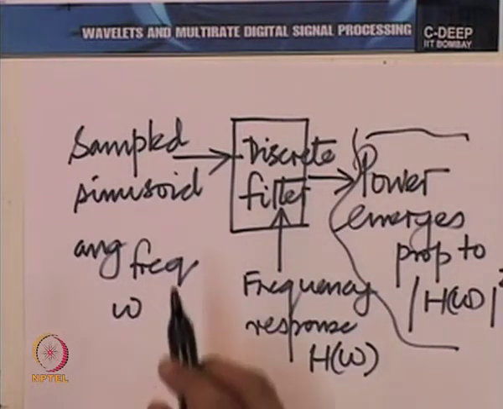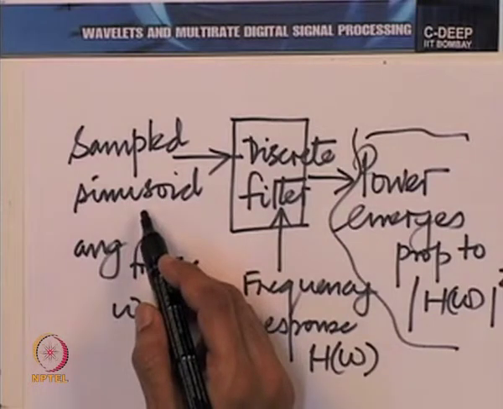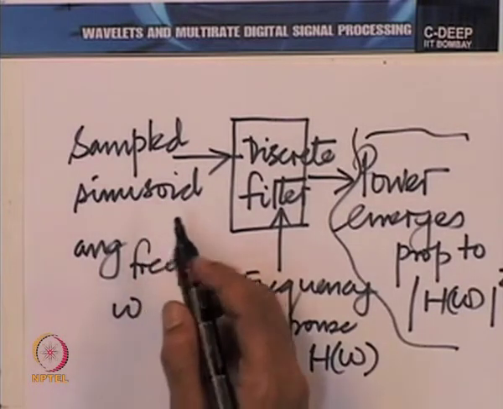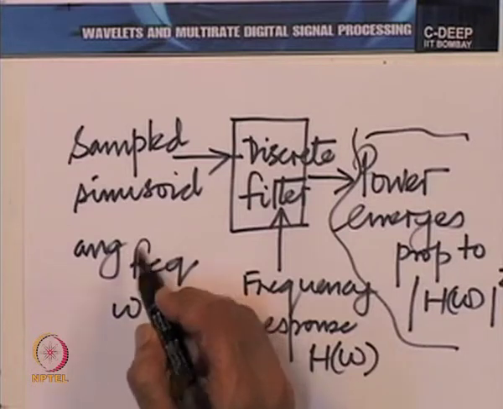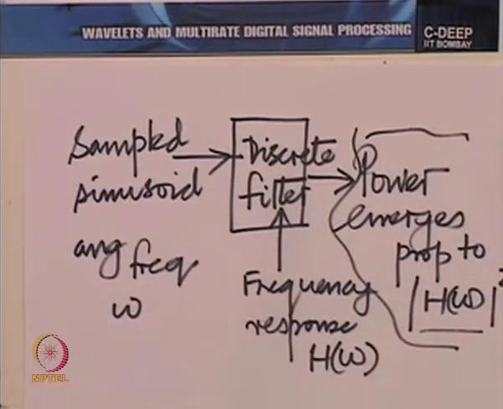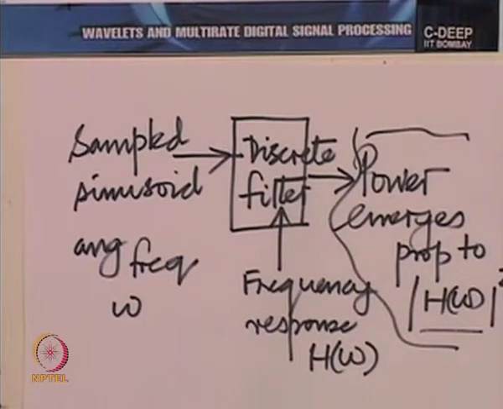So, in other words, whatever is the power of the sampled sinusoid with angular frequency equal to omega here is multiplied by mod h omega squared when it emerges at the output. So, the squared magnitude of a frequency response is indicative of the change in power of the sine wave when it goes through that discrete time filter. What can we say about the power change of a sine wave when it goes through either of these two filters here? Let us see.